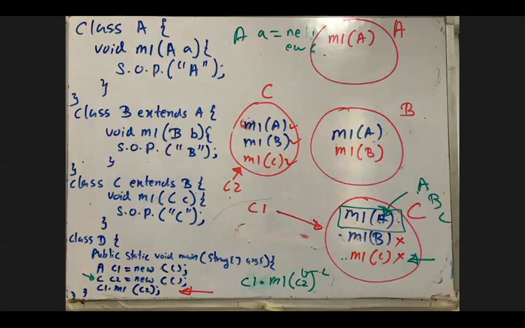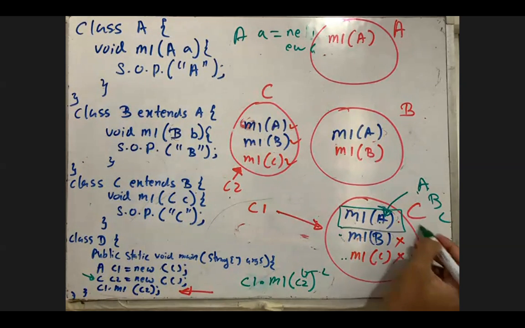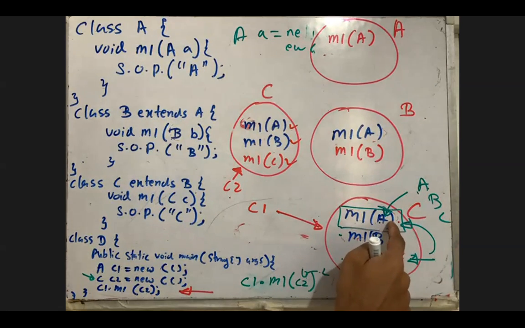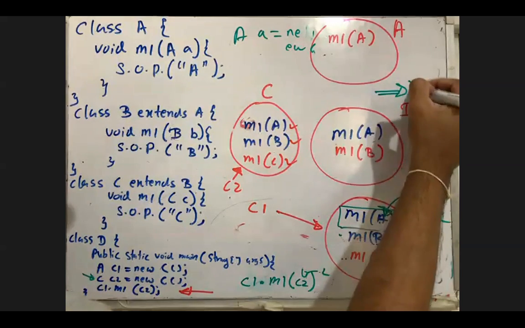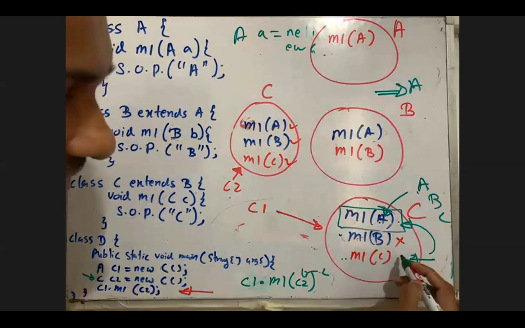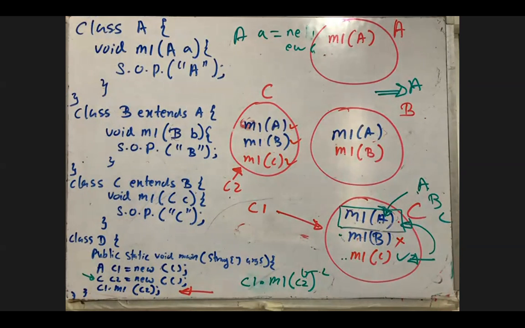So what happened when you call this one? It tries to pass C2. However, C2's method is not accessible. Therefore, it automatically jumps to the method that is accessible. So this method will be automatically called, and therefore the output is A. Now assume that for whatever reason this method is accessible.